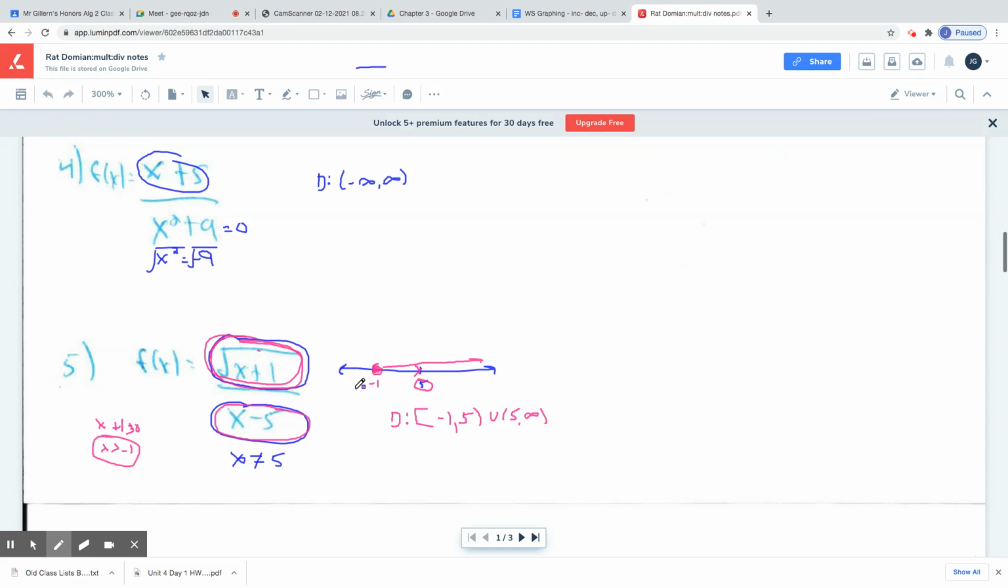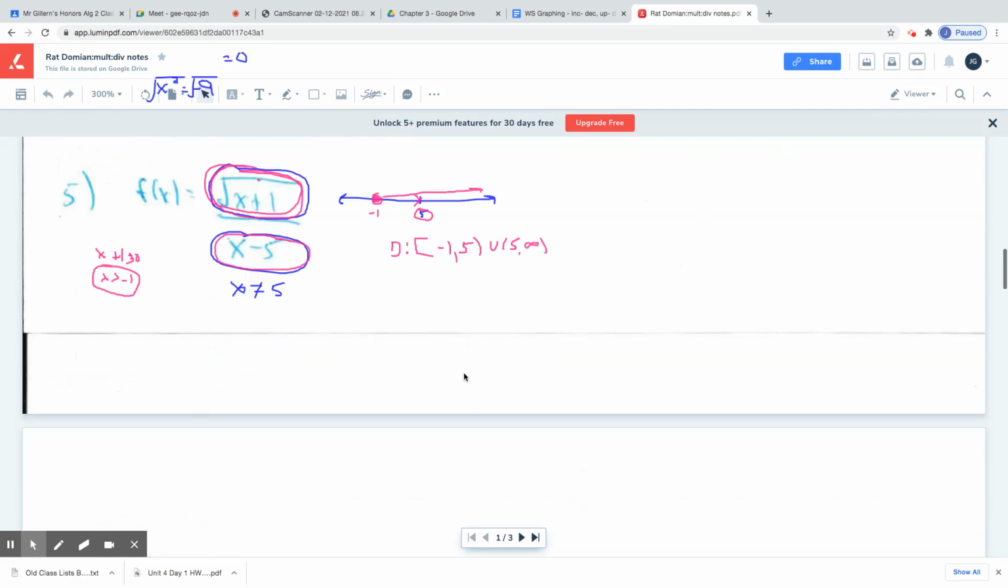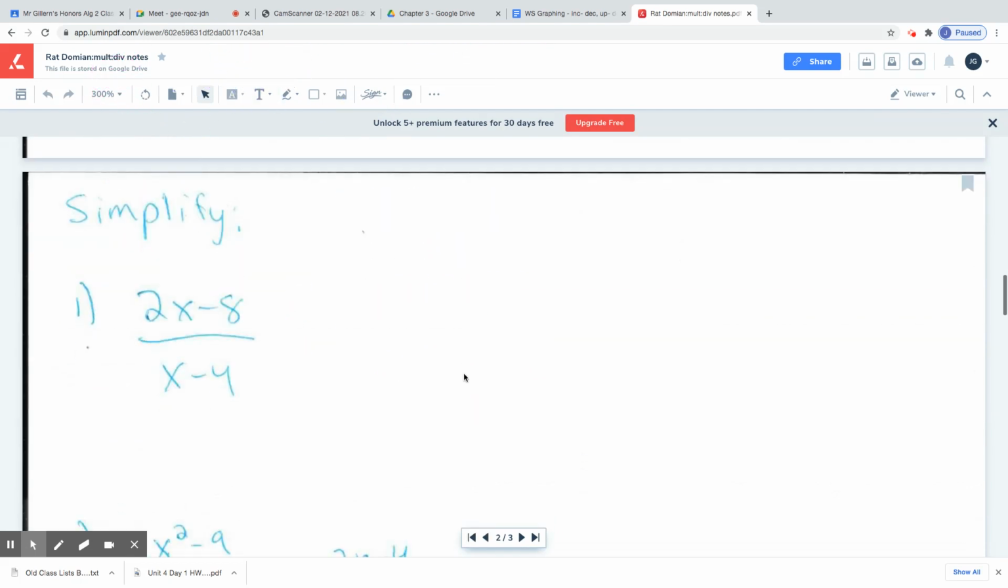You'll see this every once in a while. But there are basically three functions we have to worry about with restrictions on the domain. The big one is the rationals. The other one is radicals. And then the third one, which we'll do at the end of the year, is logs. But we're not going to worry about that right now. All right, so that is it for domain.